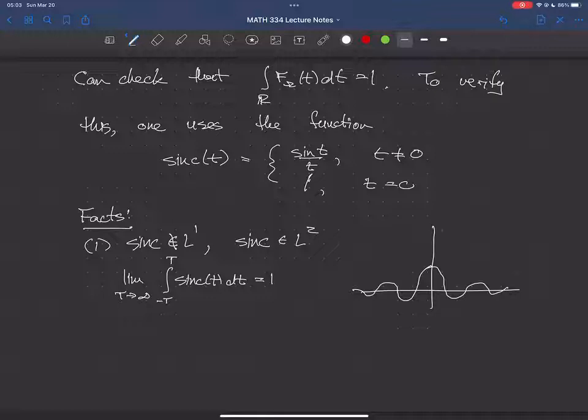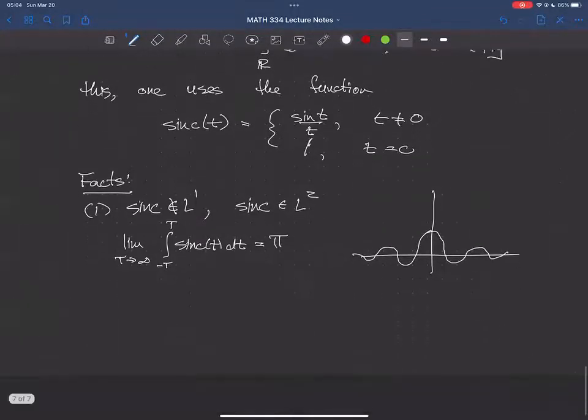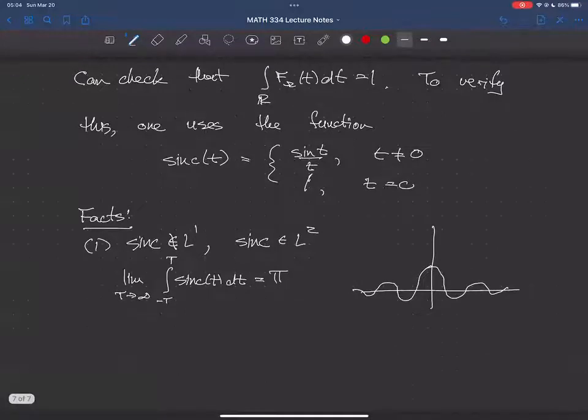All right. So this is a nice example of a function. Oh, sorry. I knew that didn't feel right. It's pi. Okay. The point is it's finite. Okay. And so this is an example. So sinc is conditionally integrable.